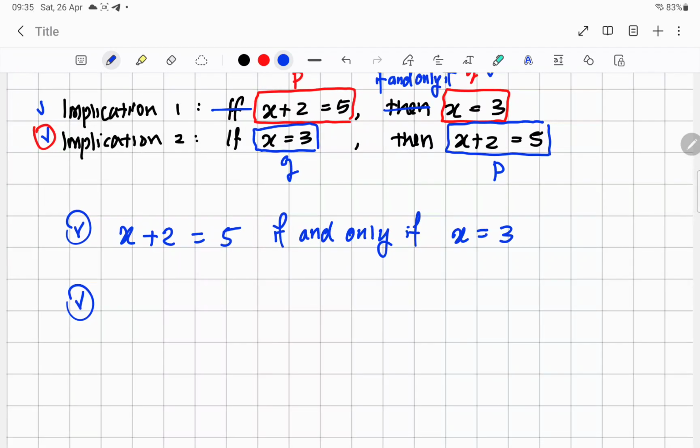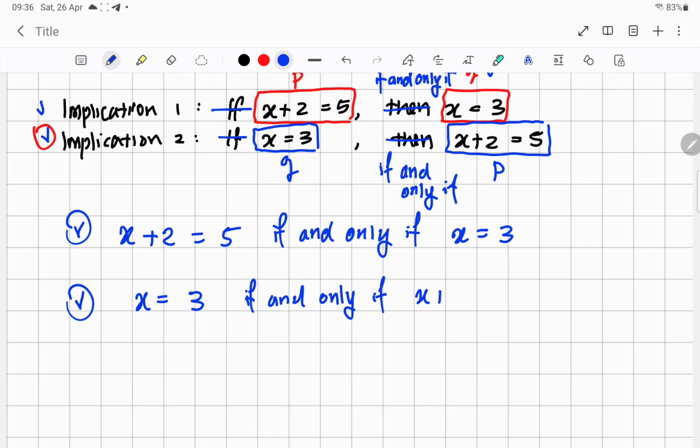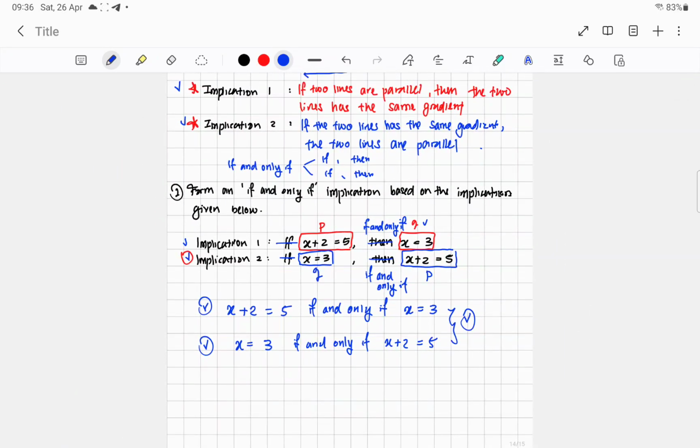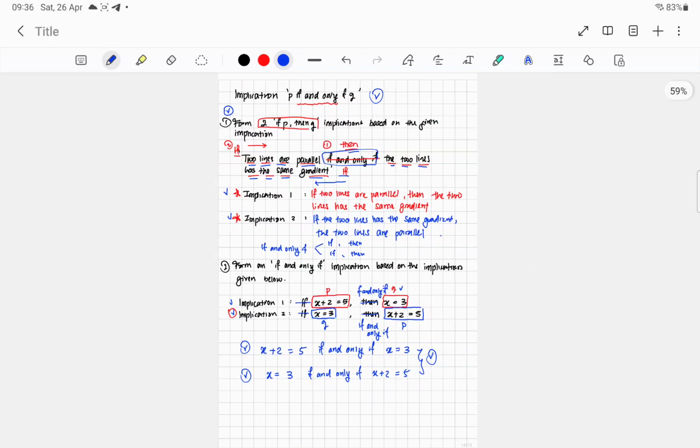The second answer is you take implication 2 and do the same thing: cut off the words and change to "if and only if". So the second answer that you can write is x equals 3 if and only if x plus 2 equals 5. Both answers can be accepted, and either one is correct. You just write one answer, that is enough. So this is the video about implication. Next video we will discuss the converse, inverse and contrapositive. See you in the next video.